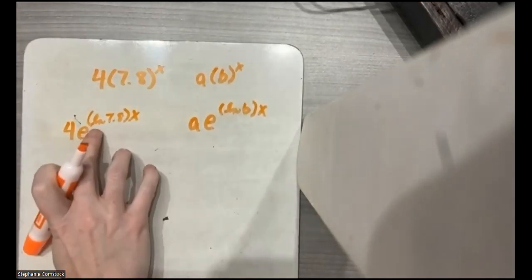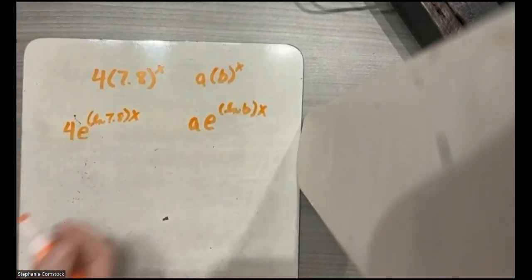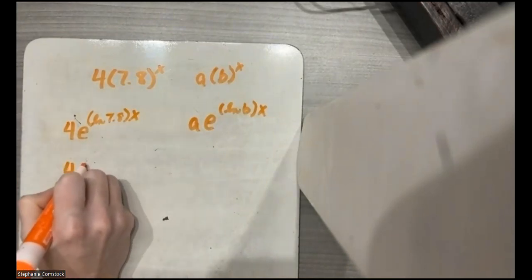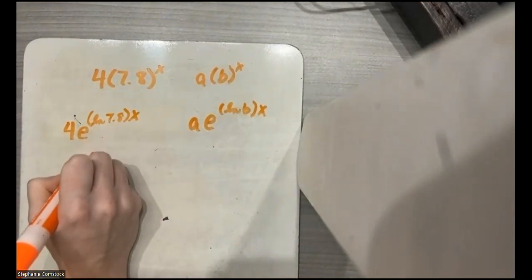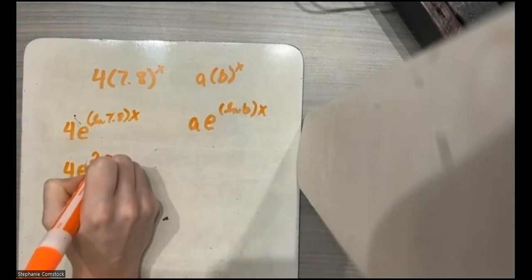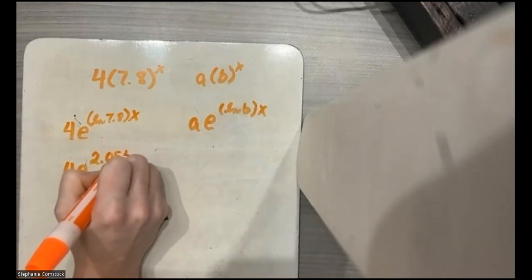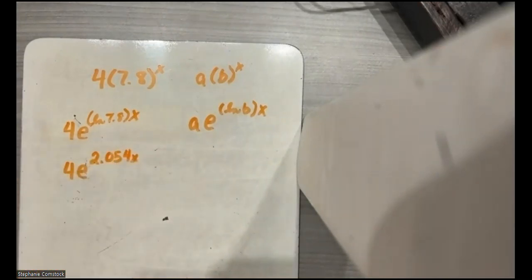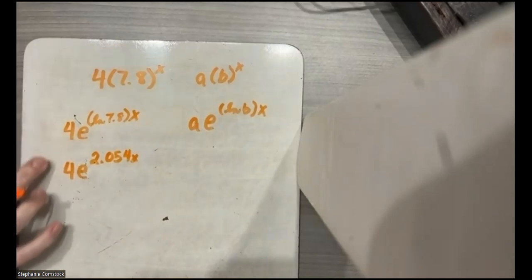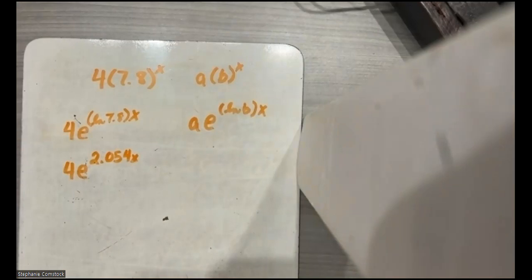Now, if we actually evaluate natural log of 7.8 at 3 decimal places, we're going to get 2.054x. So this is what it is in the natural log, and then this is what it is in the decimal form written at 3 decimal places. Now let's take a look at one more example.